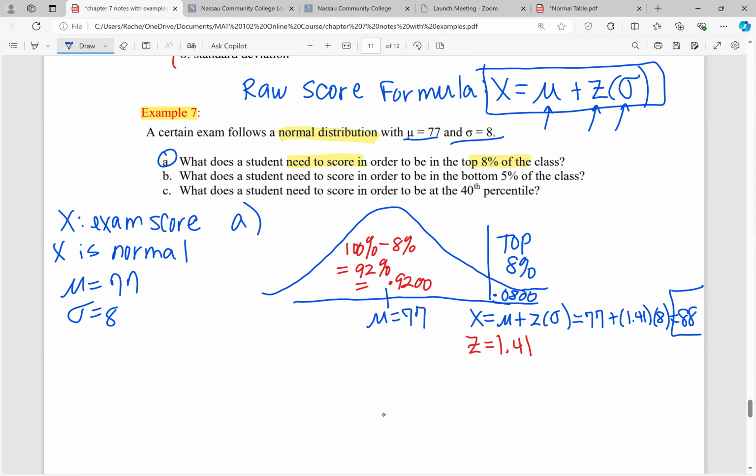So if we got an 88 on this exam, we'd be in the top 8%. That's the minimum score that we would need to be in the top 8%. Now I want to show you a shortcut.